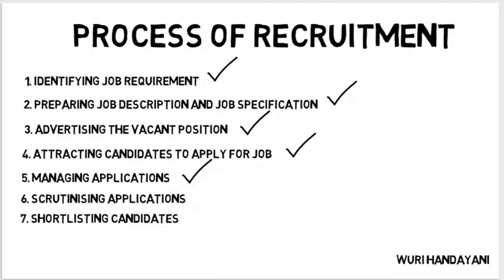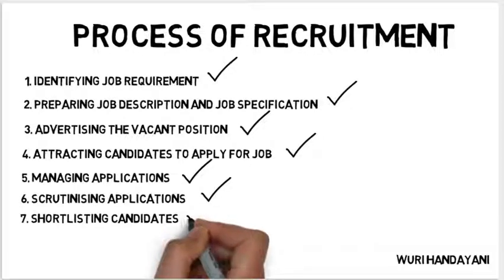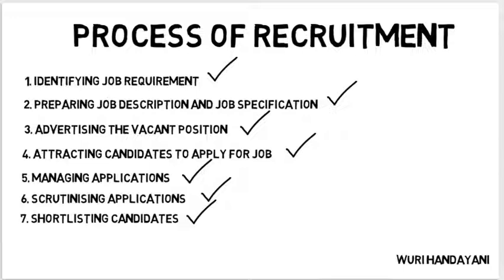Fifth, managing applications. The recruiter has to arrange the applications in an orderly manner to simplify the task of scrutinizing them. Sixth, scrutinizing applications. The next step is the initial investigation of the applications to go through the candidate's profile thoroughly. Seventh, or last step, shortlisting candidates. By scrutinizing the applications, candidates with the matching profile are picked out for the process of selection.